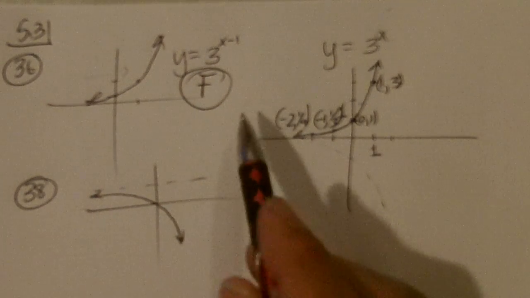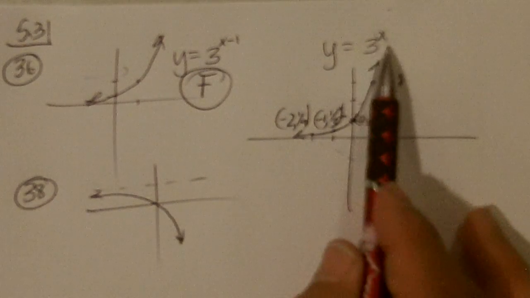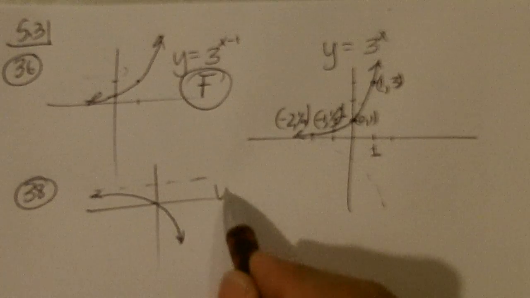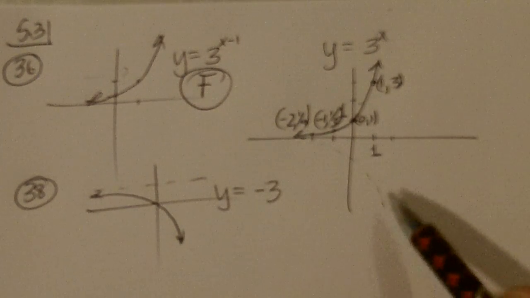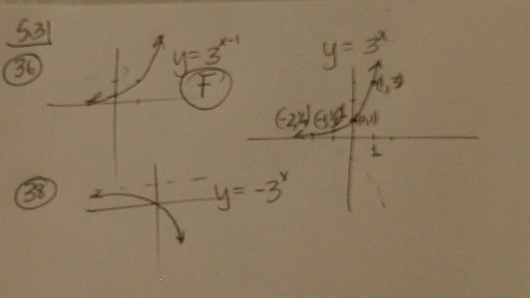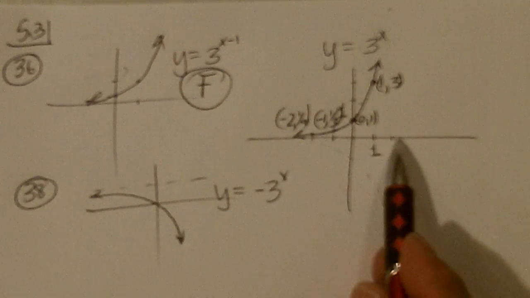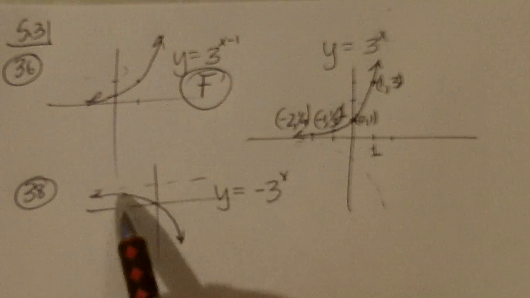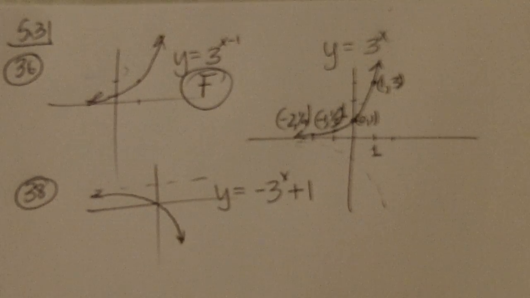So how do you take and flip it over? Well, you change it on the outside of the parent function. You'd put a minus. So we'd have y equals minus 3 to the x. But then if we want to move that up 1, to have instead of the x-axis being the asymptote, 1 being the asymptote, we'd have to move the whole thing up 1. And that looks like H.